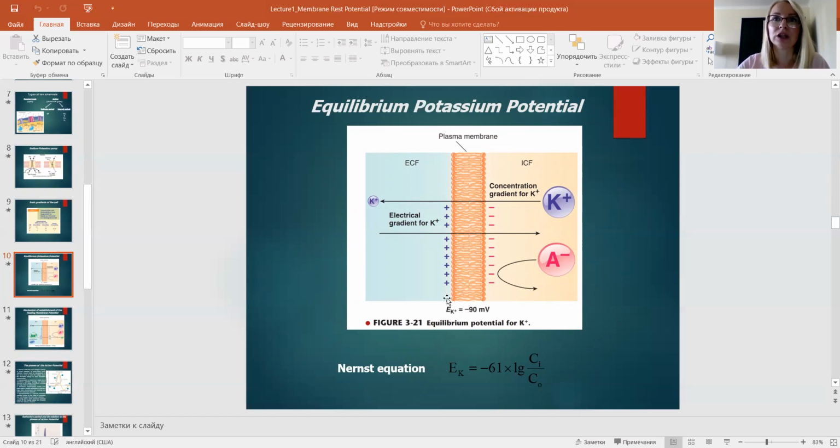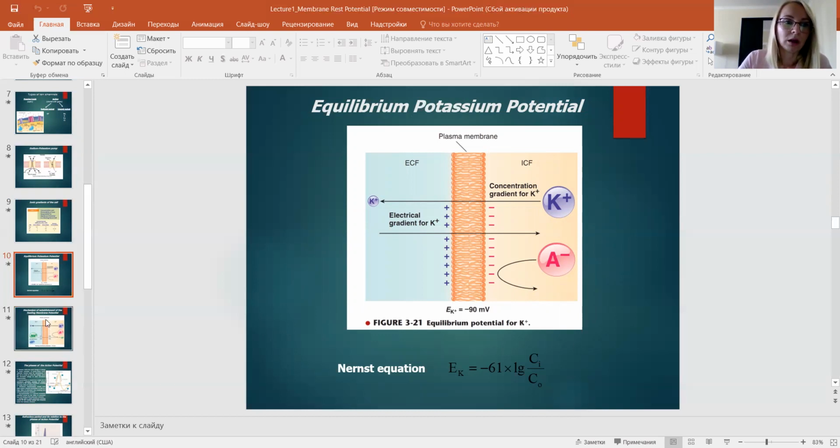Potassium equilibrium potential can be calculated using the Nernst equation. So here you have this equation. As you see, it depends on the ratio of the concentration inside and outside of the membrane, where Ci is the concentration of potassium inside of the cell, whereas Co is the concentration of potassium outside of the cell.